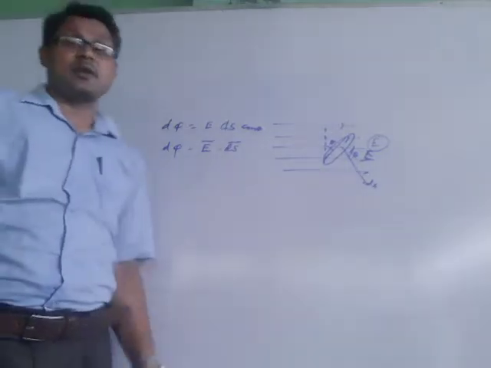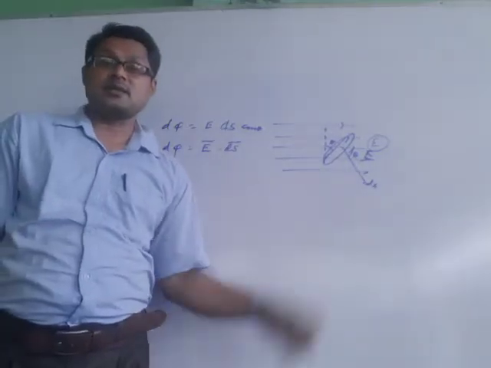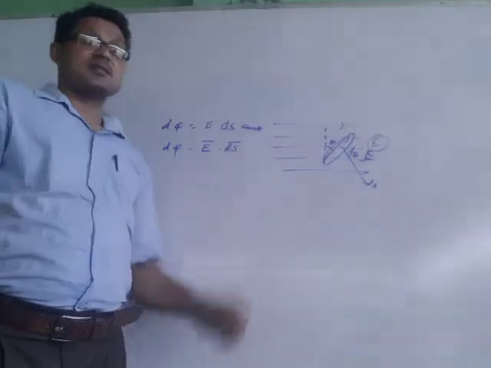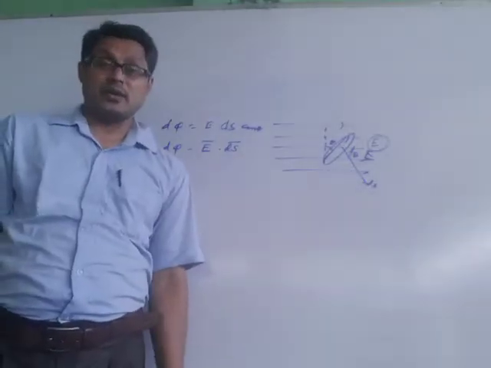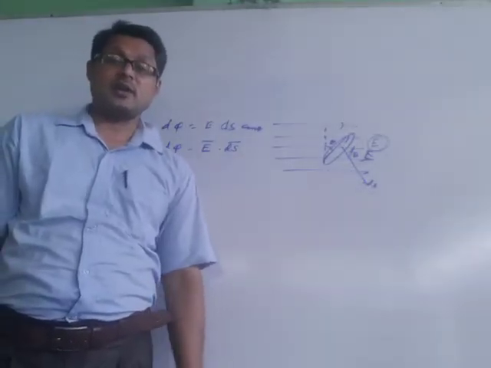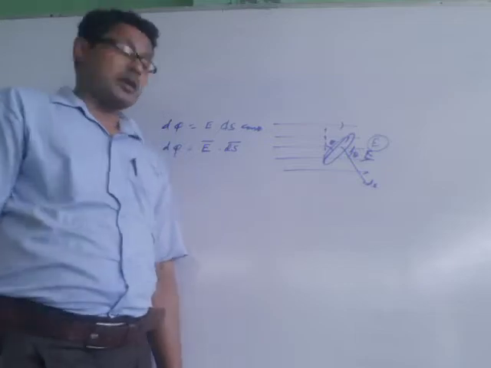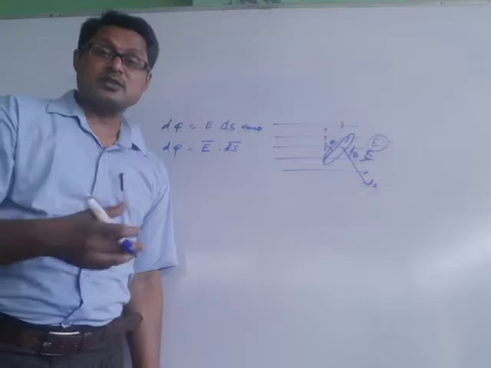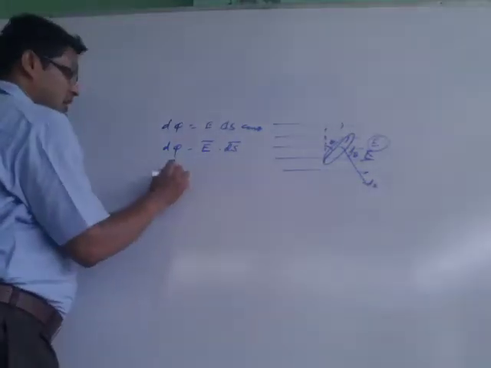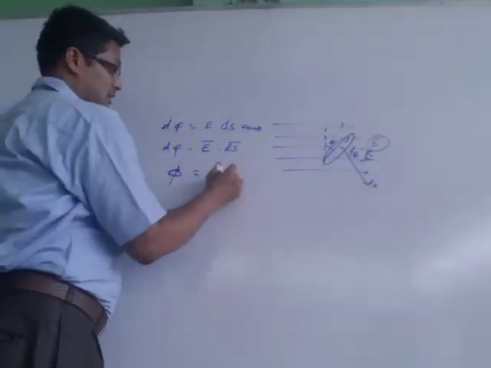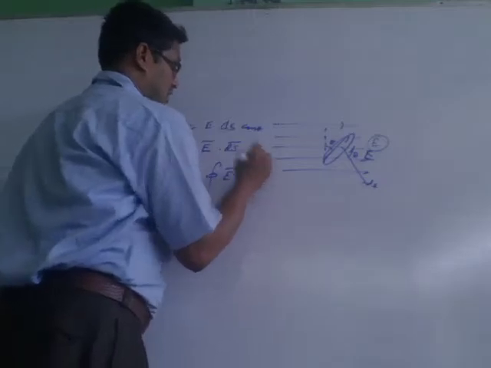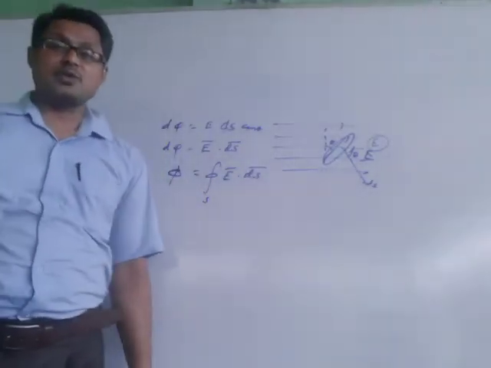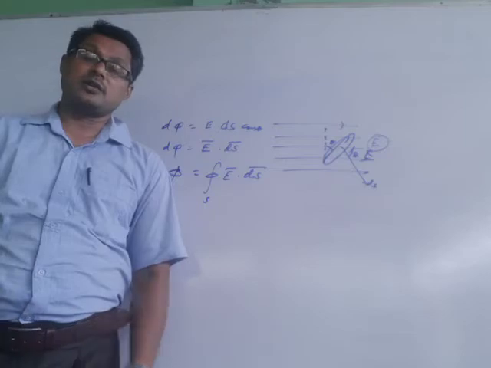So flux density is a vector quantity, but flux is a scalar quantity. So this is the flux through any elementary area. But if we consider flux through any closed surface, that is the surface integral of E dot ds. Flux through any closed surface is E dot ds.